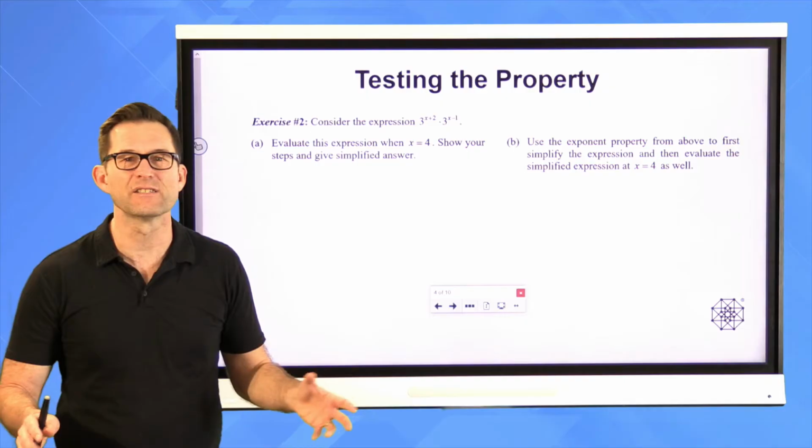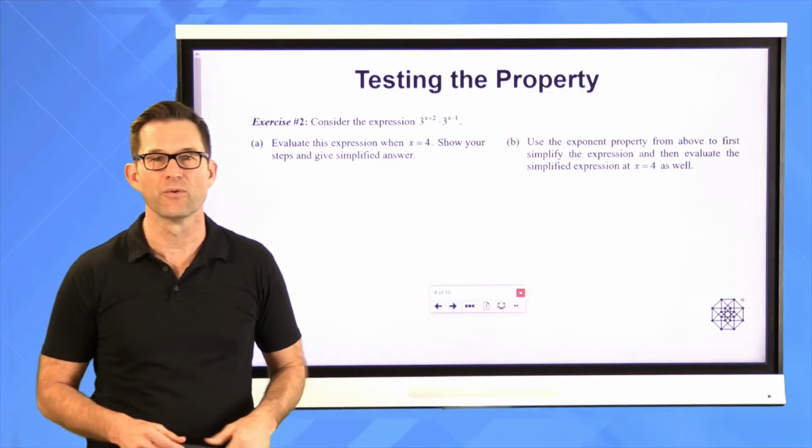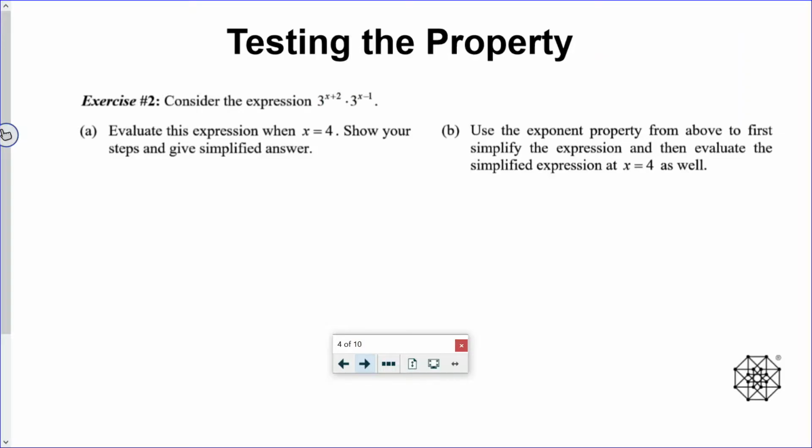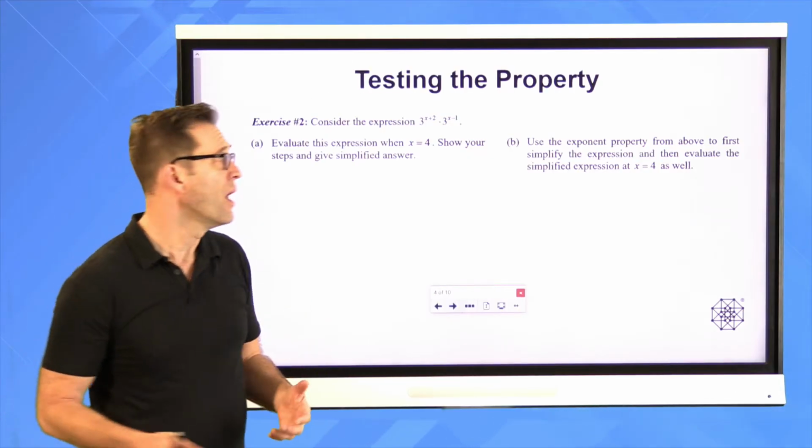Let's test this property. Let's take a look at exercise number 2. Consider the expression 3 to the x plus 2 times 3 to the x minus 1. Letter A, evaluate this expression when x is equal to 4. Show your steps and give a simplified answer. All right, so let's do it. I mean, it's simple enough, right?